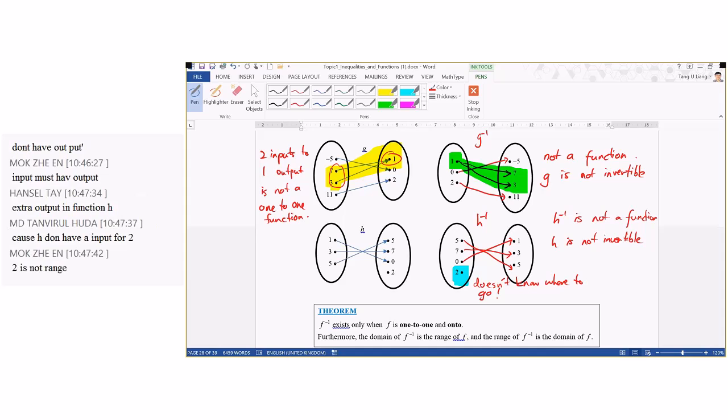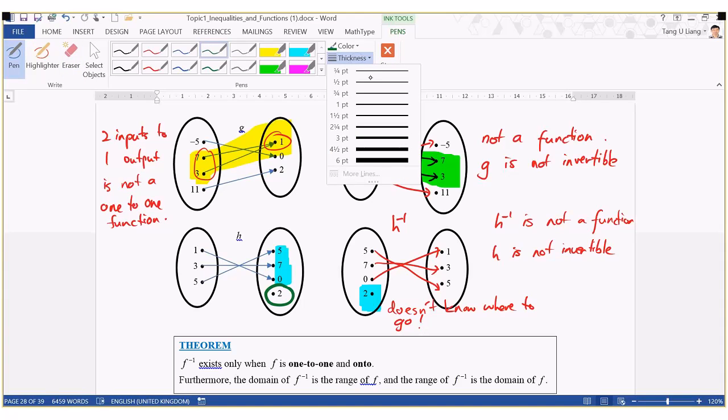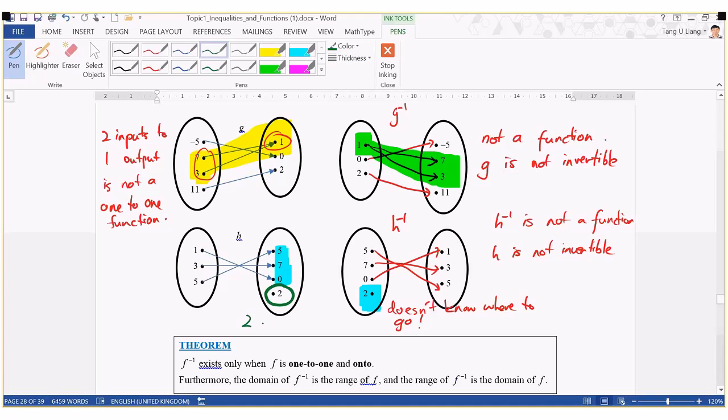If you look, 5, 7, and 0 constitute the range, but 2 is outside the range. That's right. Let me get rid of this and write again. This output of 2 is not in the range. And that's why when you reverse the arrows, H inverse doesn't know what to do with 2. Okay, very good, very perceptive.